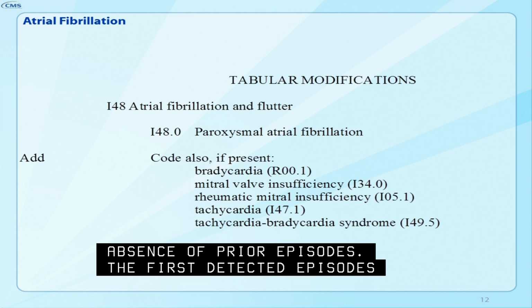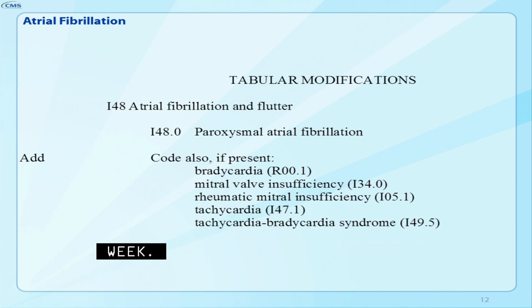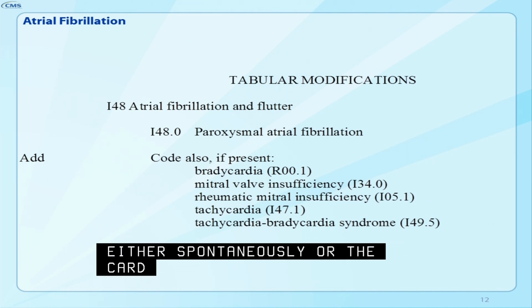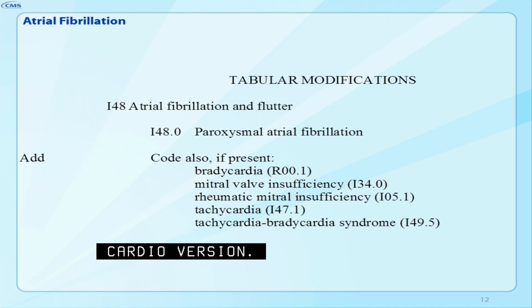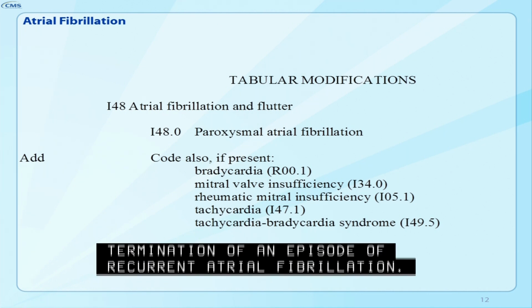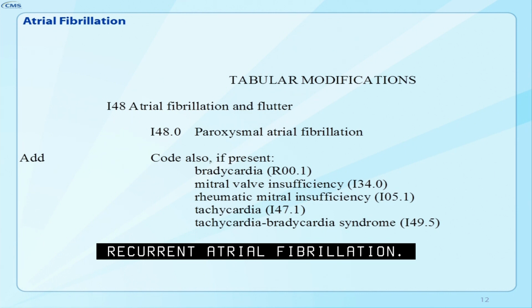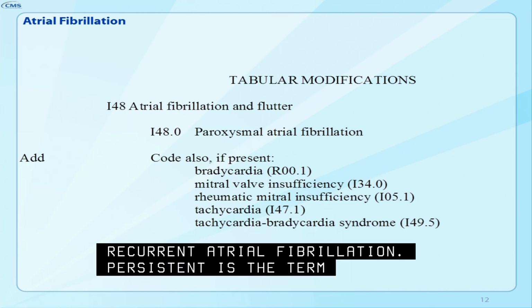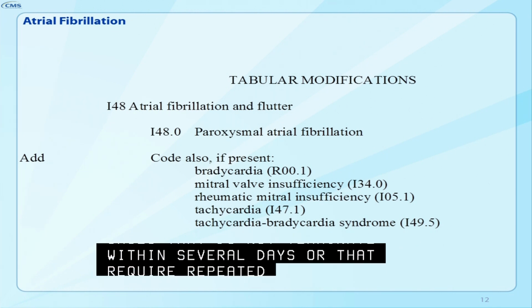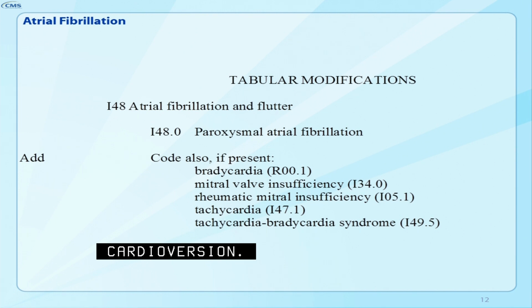Paroxysmal atrial fibrillation is an episode that's terminated. It can be terminated either spontaneously or due to cardioversion within 7 days of onset. Paroxysmal atrial fibrillation may involve termination of the first episode of atrial fibrillation or termination of an episode of recurrent paroxysmal atrial fibrillation if there were prior episodes. Persistent atrial fibrillation is the term used for cases that do not terminate within 7 days or that require repeated pharmacological or electrical cardioversion. Additionally, long-standing persistent atrial fibrillation is persistent and continuous atrial fibrillation that lasts longer than 1 year.